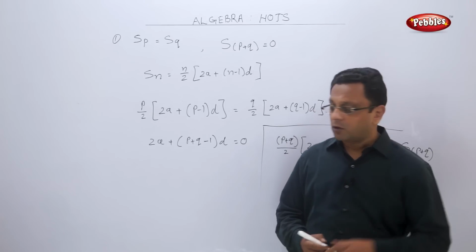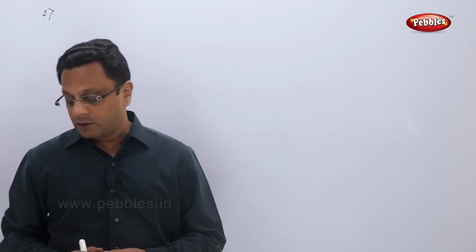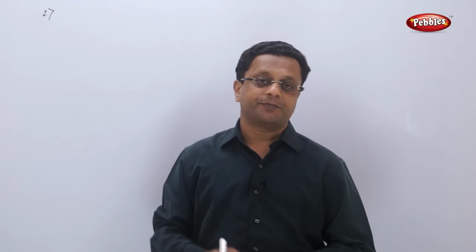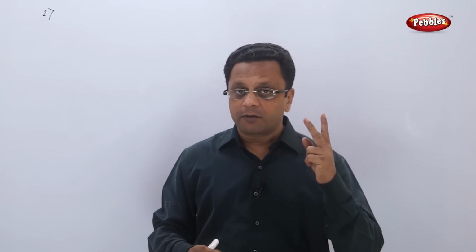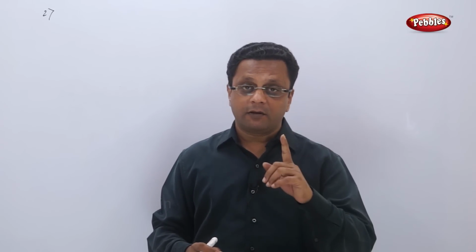Okay, now let's solve the second problem. In this example they are asking how many 2-digit numbers leave the remainder 1 when divided by 5. We want 2-digit numbers that leave the remainder 1 when divided by 5.